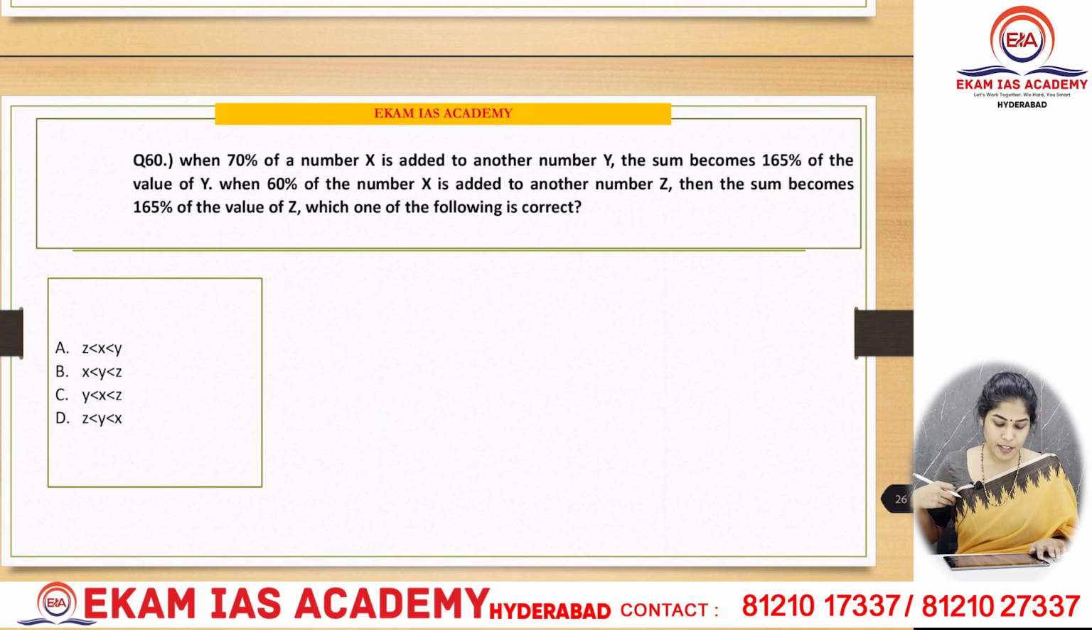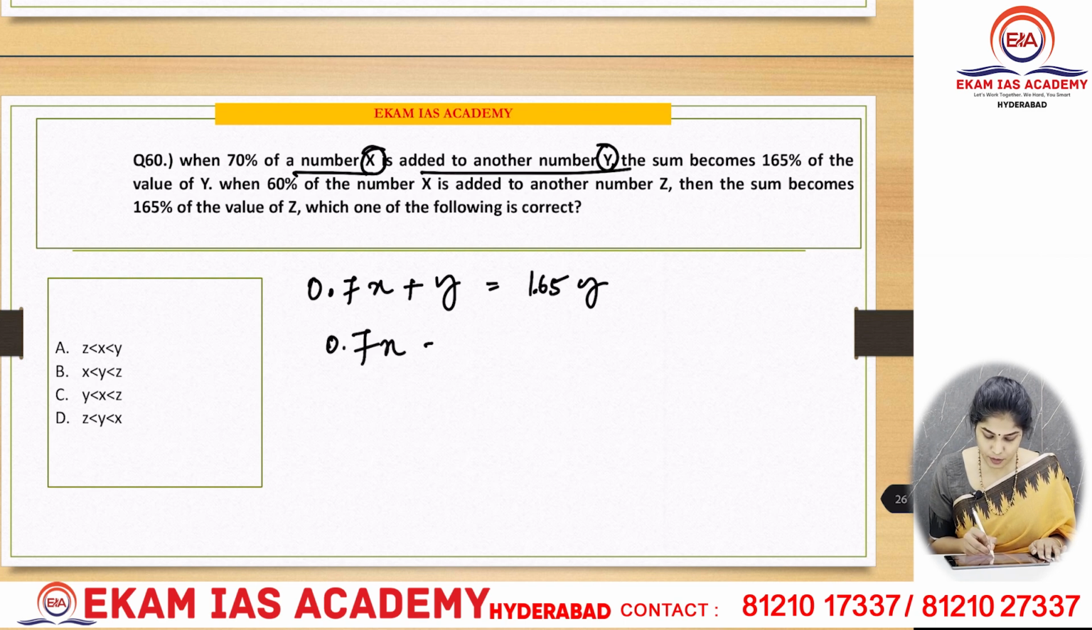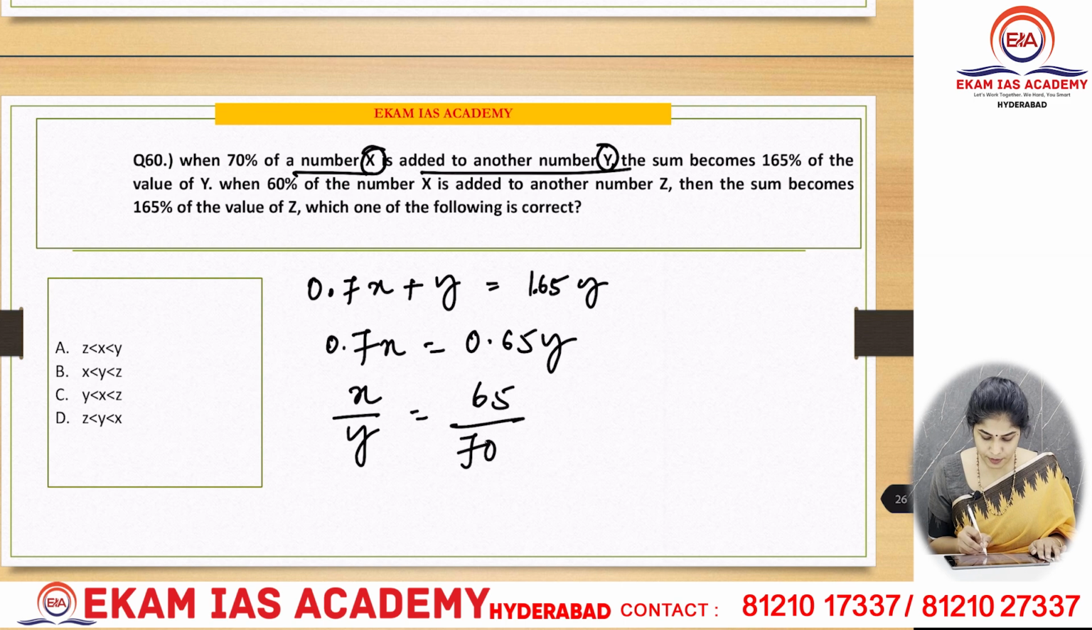Next question. When 70% of a number x is added to another number y. Okay, let me think x as a number. What is the 70% of x? It is 0.7 of x plus, which is added to another number y. The sum becomes 165% of y. So it is 1.65y, right? Let me solve it. 0.7x is equal to 0.65y. So x by y is equal to 65 by 70, right?